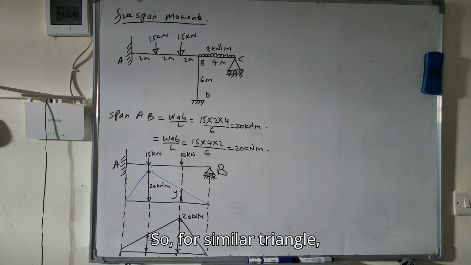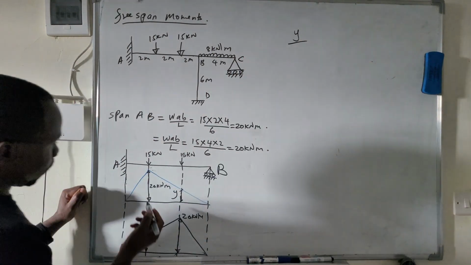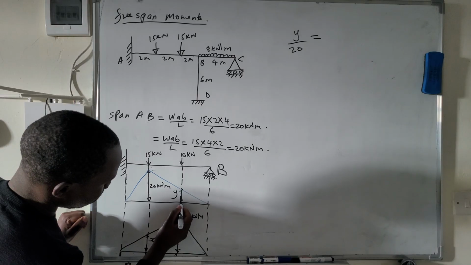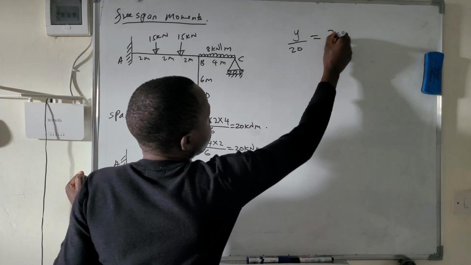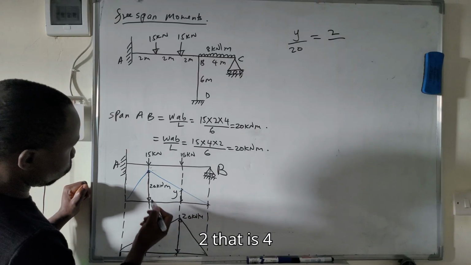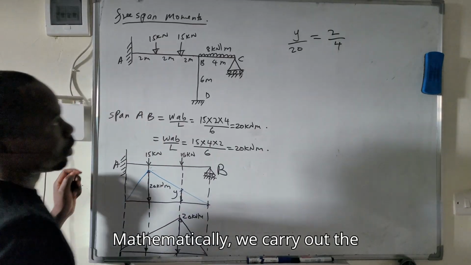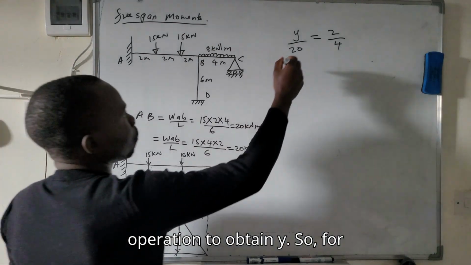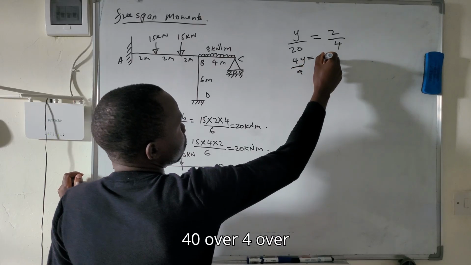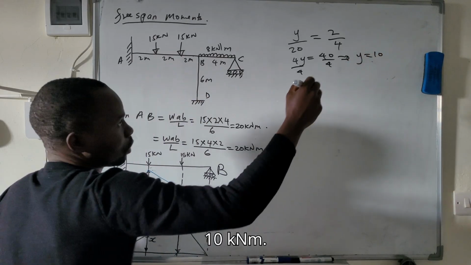So for similar triangles, you compare y with this distance, which is 20, is equal to, you compare from here to here, that is 2, over from here to here, so that is 2 plus 2, that is 4. Mathematically, you carry out the operation to obtain y. So 4y is equal to 40, over 4, which implies y is equal to 10 kilonewton meter.